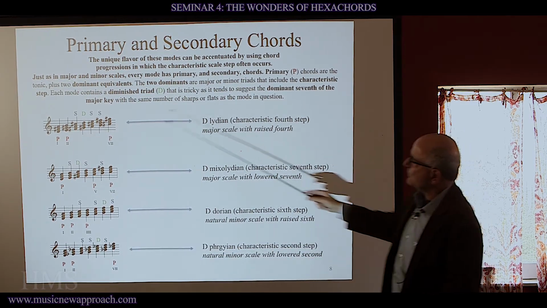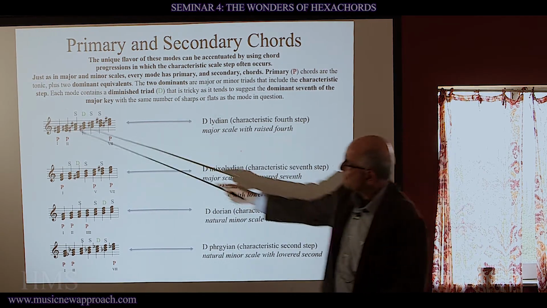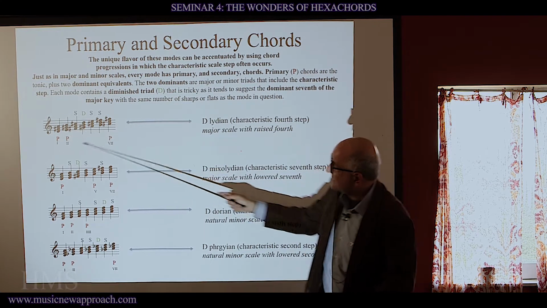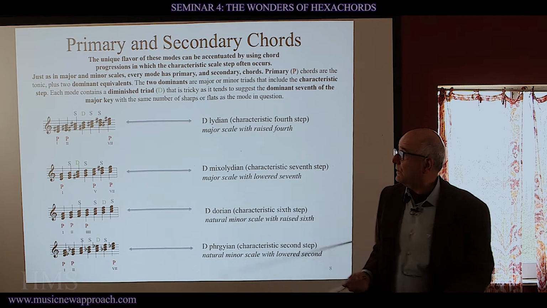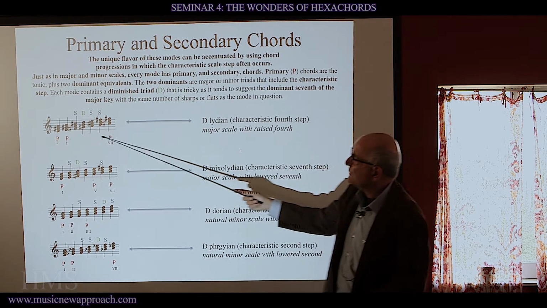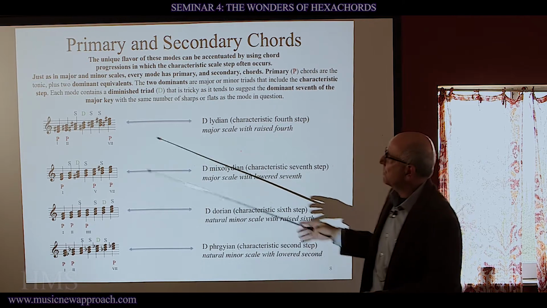So let's look at Lydian. We have the major scale with a raised fourth. The primary chords are the first, the second and the seventh, because they include the G sharp, the raised fourth. So those are the ones you want to emphasize if you're writing music with it. Otherwise you lose the modal sound.